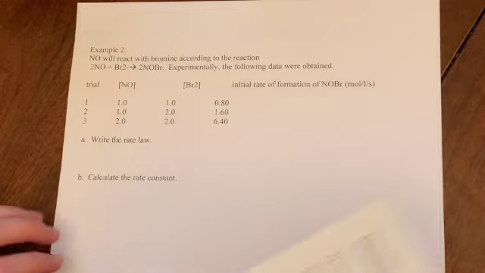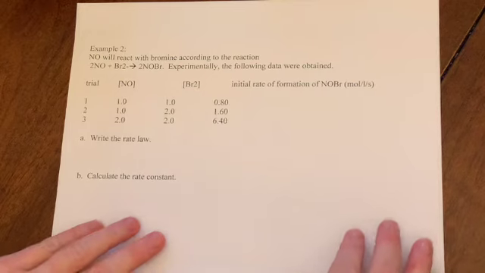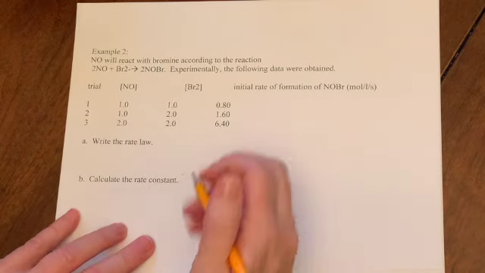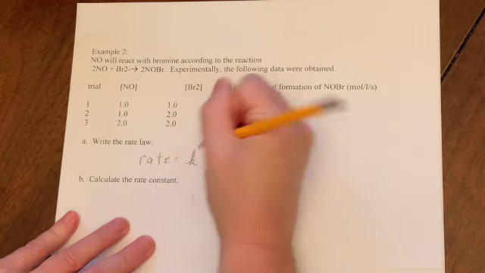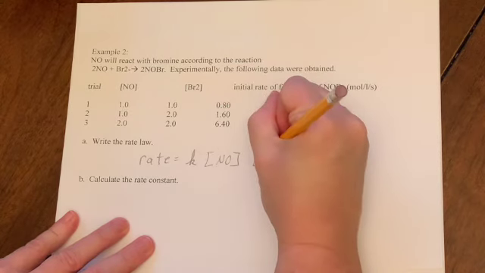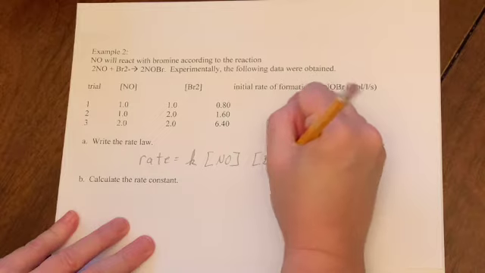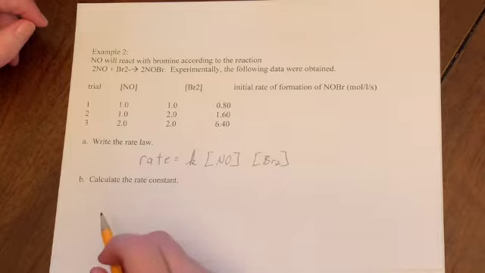If you'd like to try example 2 on your own, that would be great. Okay, so take a moment. All right, so as with all of these, we want to figure out our rate law first. So my rate is going to be equal to K times the concentration of NO to a certain power times the concentration of Br2 to a certain power.